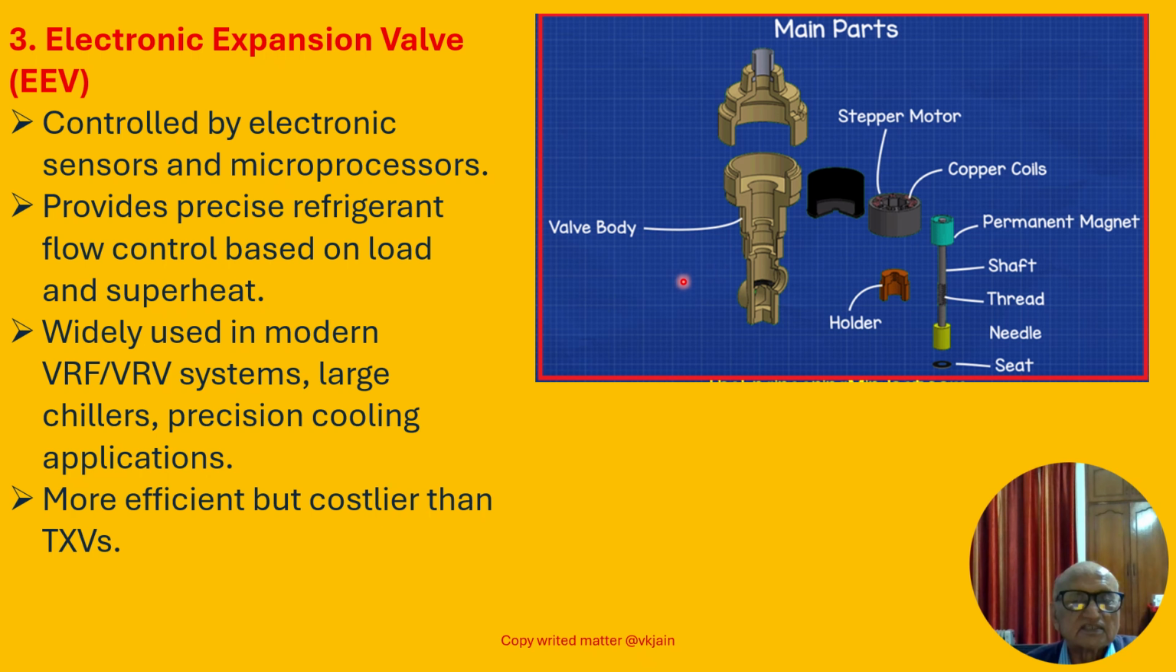Friends, the diagram on the right-hand side shows the electronic expansion valve. Characteristic features: first, it is controlled by an electronic sensor and microprocessor. Second, it provides precise refrigerant flow control based on load and superheat. Third, it is widely used in modern VRF or VRV systems, large chillers, and precision cooling applications. It is more efficient but costlier than TXVs.